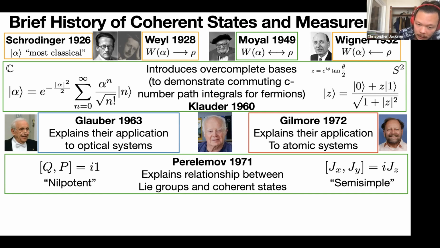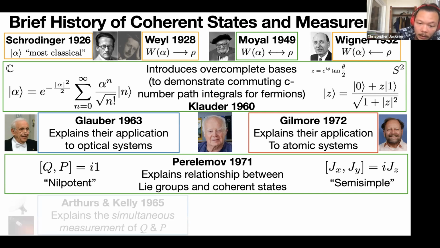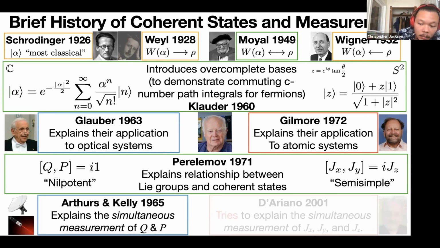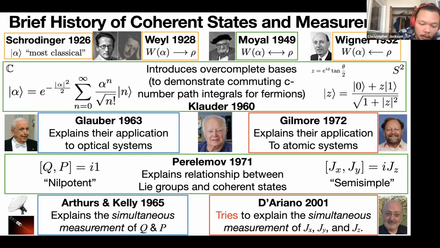Yeah, so very different personalities. Okay, but as far as coherent measurement is concerned, Arthurs and Kelly, along with Glauber, had the guidance of the invention of radar and the laser.